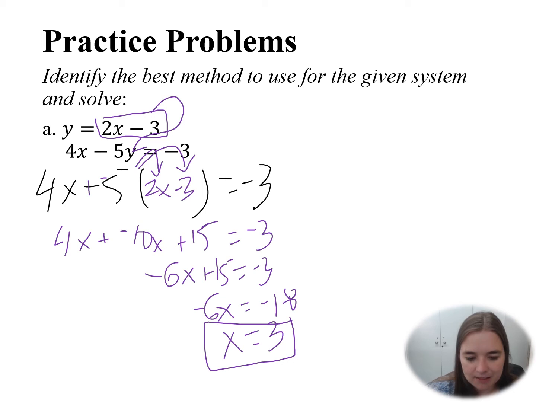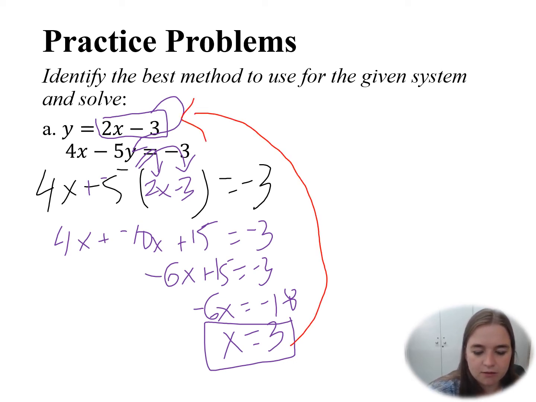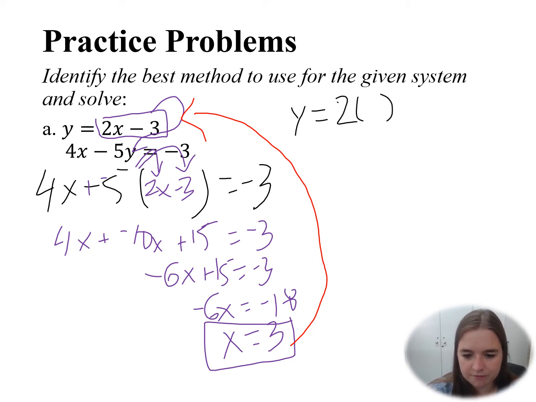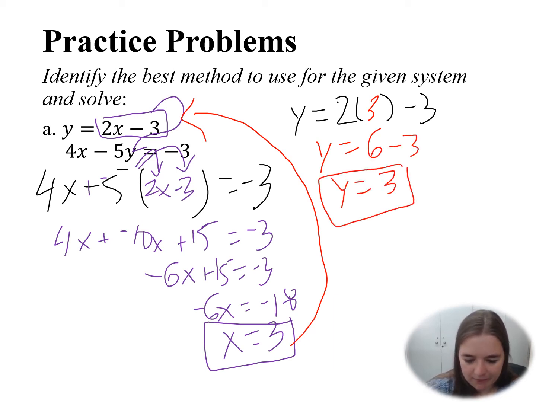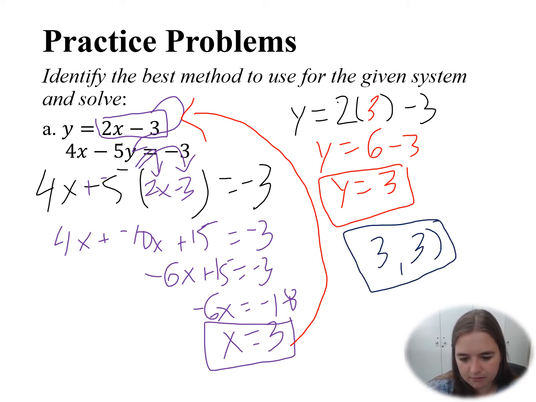Well, now my next step tells me that I need to take that solution and plug it back into one of my equations to solve for the other piece. And in this case, I'm going to choose that first equation because it'll make my life easy. I could choose either one here. I have 2 times my stuff for x minus 3 equals y. Well, I'm going to plug in that x equals 3. So I get y equals 2 times 3, which is 6 minus 3. Y equals 3. My final answer here as an ordered pair is (3, 3). So there we go.